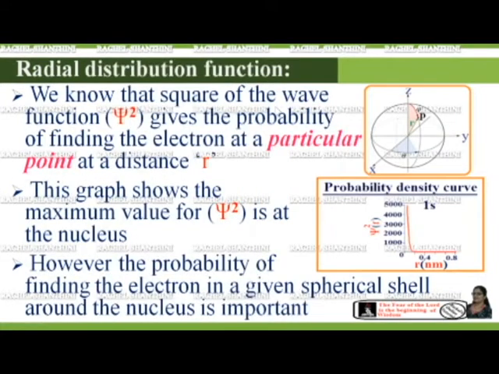We know that the square of the wave function, psi square, gives the probability of finding the electron at a particular point at a distance r. This graph shows that the maximum value of psi square, that is the probability of finding the electron, is near the nucleus. However, the probability of finding the electron in a given spherical shell around the nucleus, not at a particular point, is important.